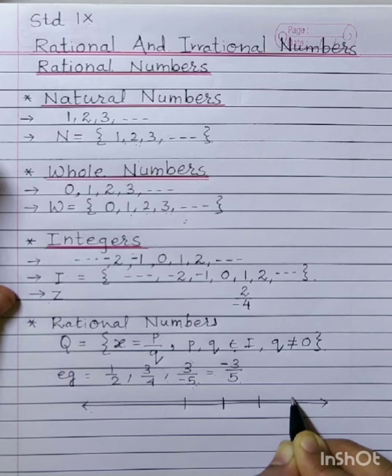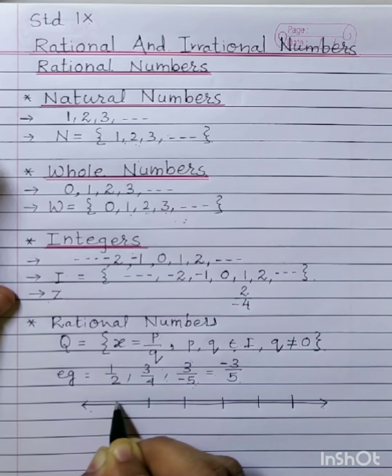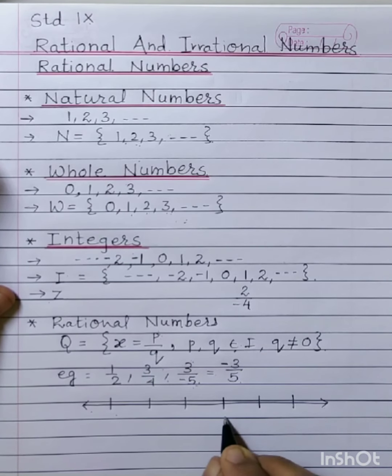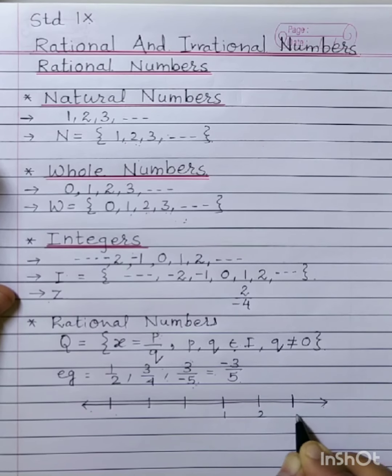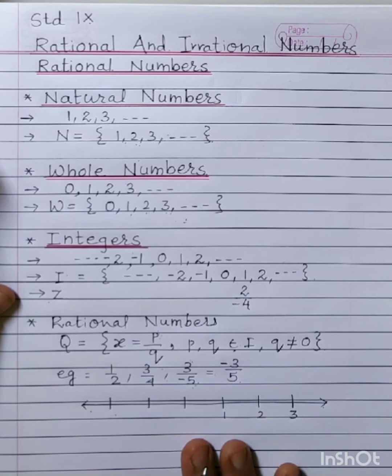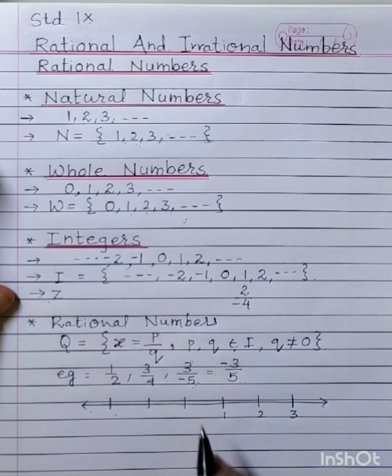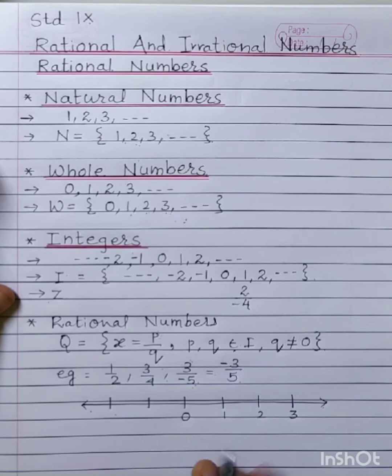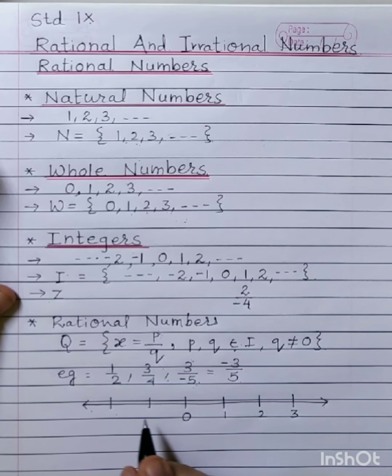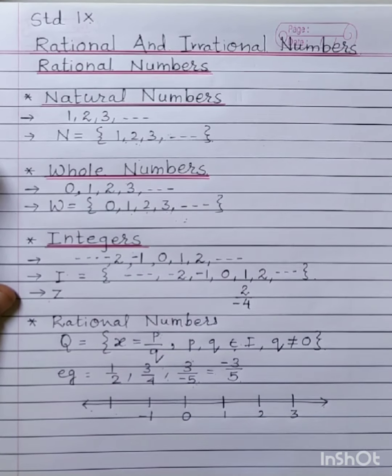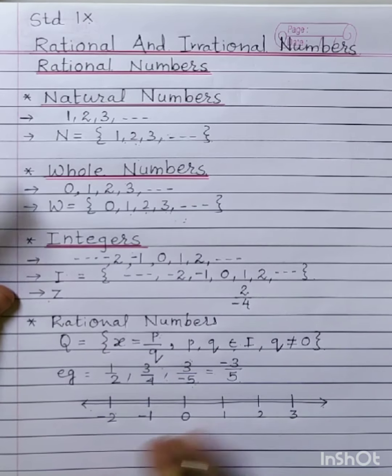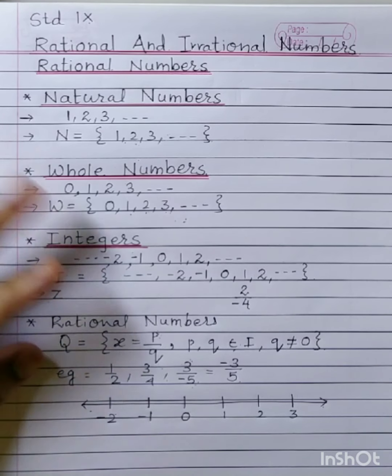And marking, you have to take care that the equal distance is there. This right now on this number line I have shown natural numbers. This arrow indicates that they are infinite. Now I have shown the set of whole numbers. This is set of integers, right? Both ends infinite it is.